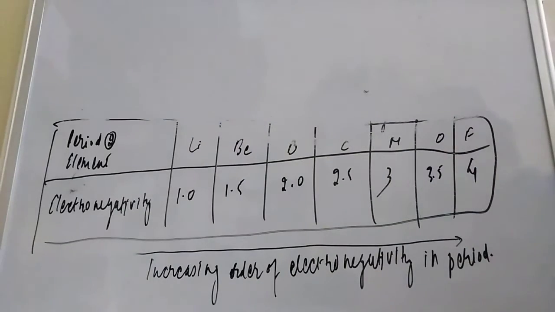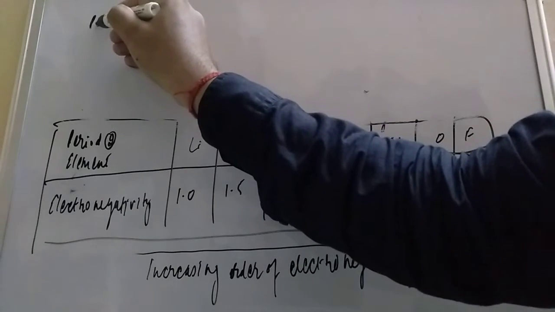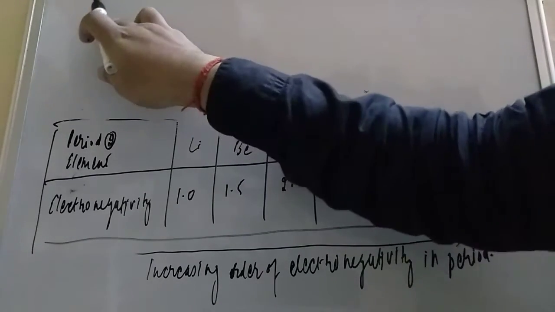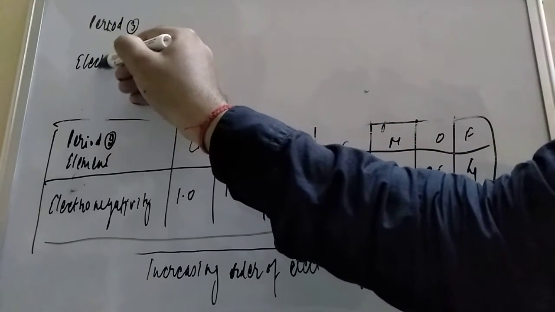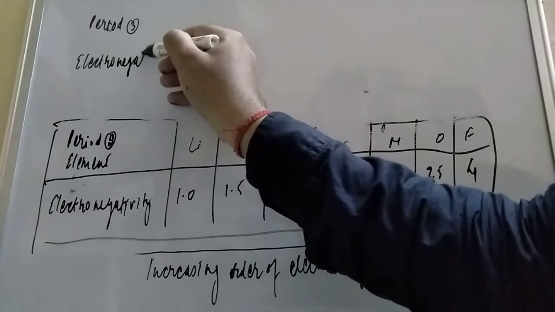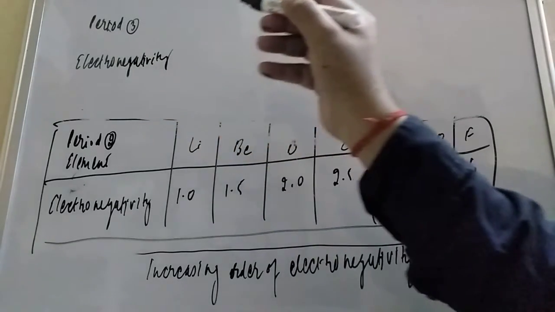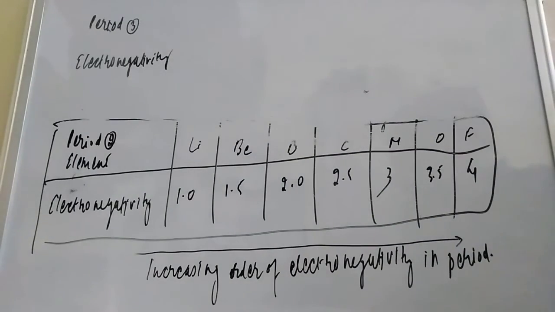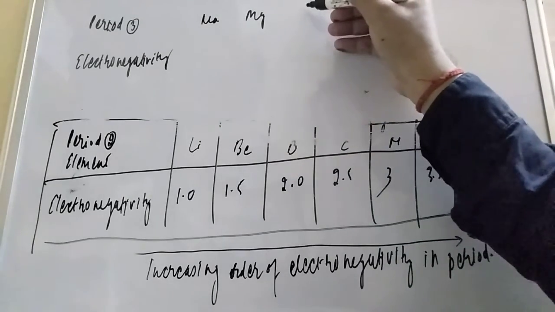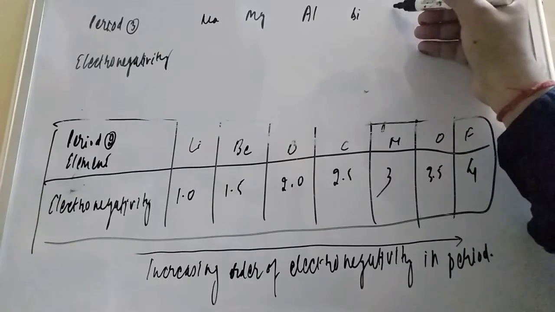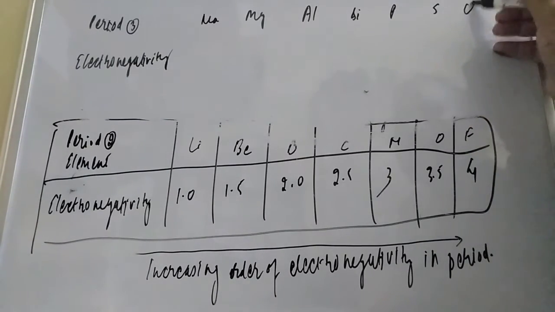Suppose you take another example, student, so that it could be more clear, and the more you memorize the values, the easier it will be. Suppose you are going to period number 3, and here is electronegativity. So what is in period number 3, student? Here is sodium, magnesium, aluminium, silicon, phosphorus, sulfur and chlorine.